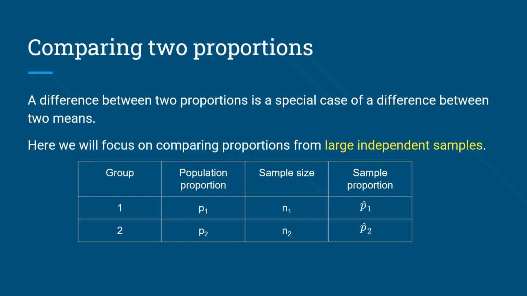And so today we're going to be focusing on proportions for large independent samples, and I'll be using the notation that you can see in this table below, where P sub 1 and P sub 2 represent the unknown population proportions, N sub 1 and N sub 2 represent the sample sizes from our observed samples, and P hat sub 1 and P hat sub 2 are the sample proportions that we observed that are going to stand in as our estimates for the parameters in the population.